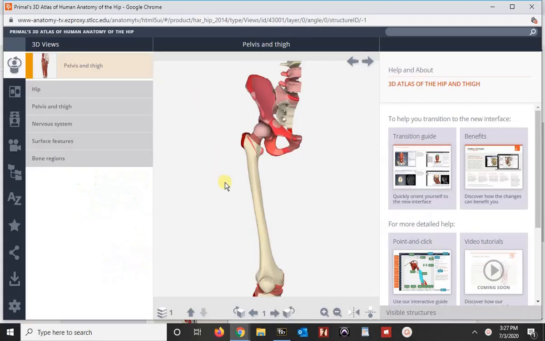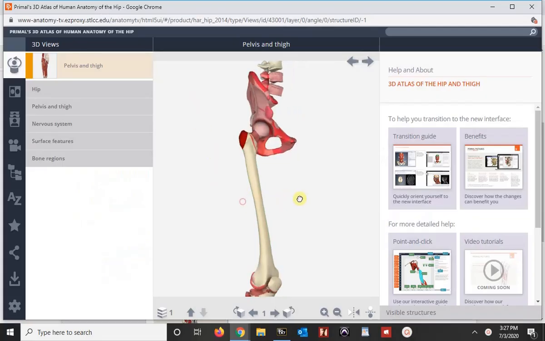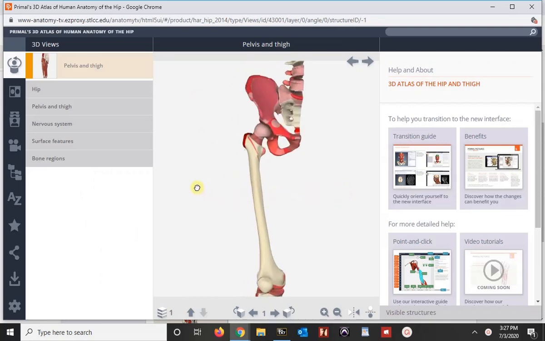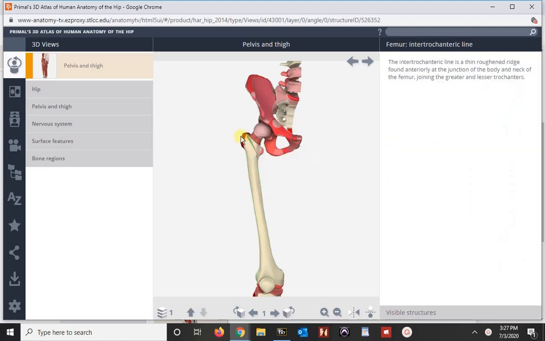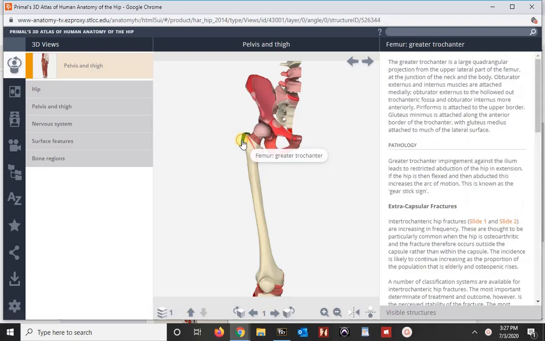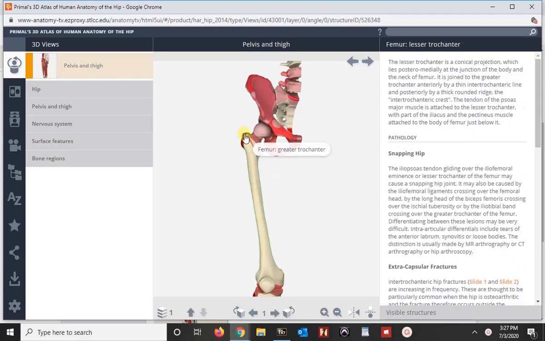So here's the 3D version of the femur, so we can move it back and forth so you can see. So here's the front of the femur, so you can see it attached to the pelvis right here. And here's the greater trochanter. See this part, the greater trochanter. Here's the lesser trochanter. And here's the line between them.